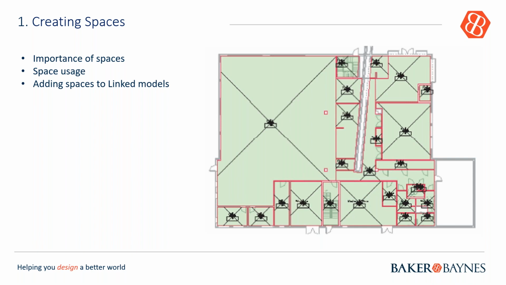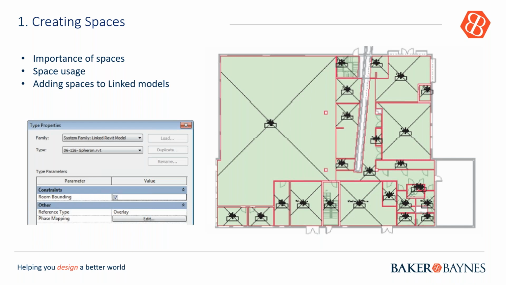The second thing we're going to talk about is space usage. Now, when you think of spaces, it's very similar to rooms, right? And when I mean rooms, I mean how the rooms are created using the architectural side of Revit. The difference is that spaces contain more information for heating and cooling loads analysis. And that's obviously what the MEP or mechanical guys look for, right?